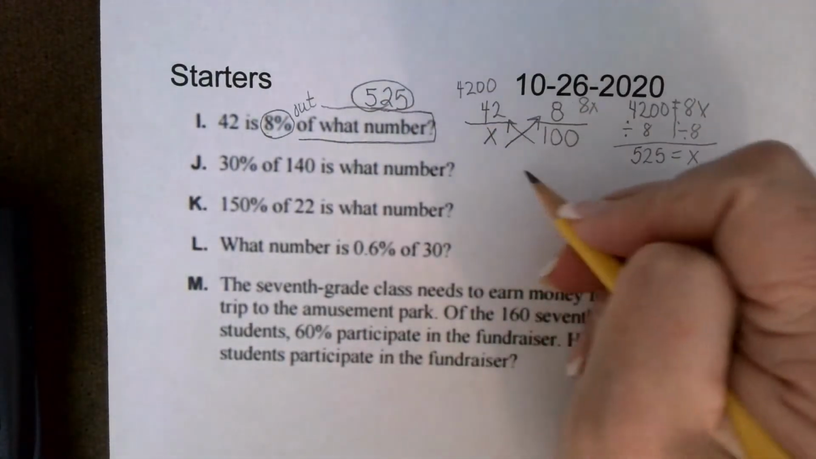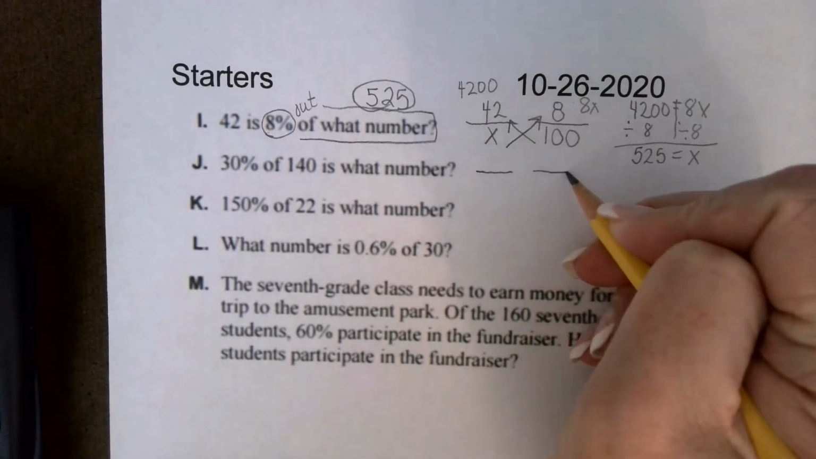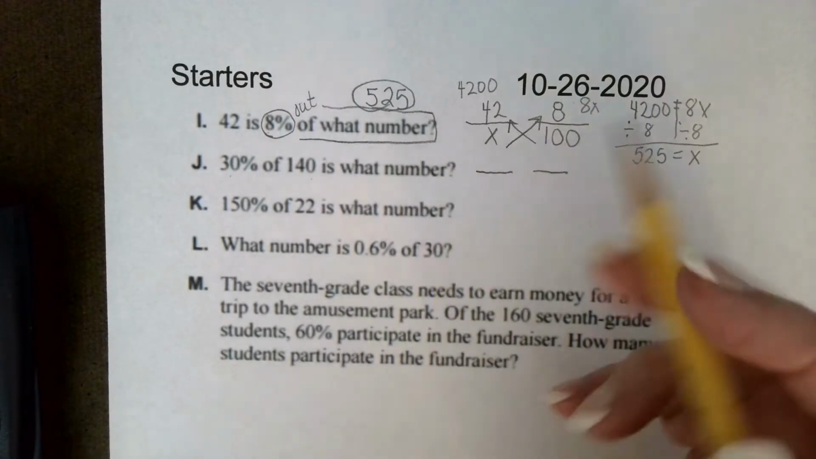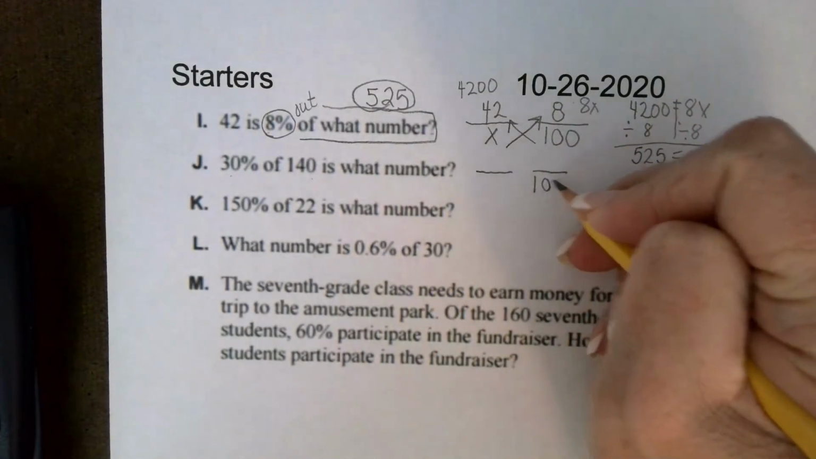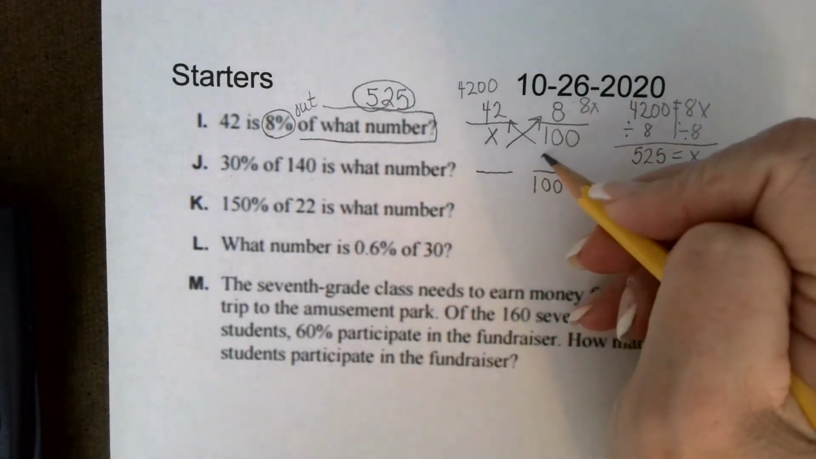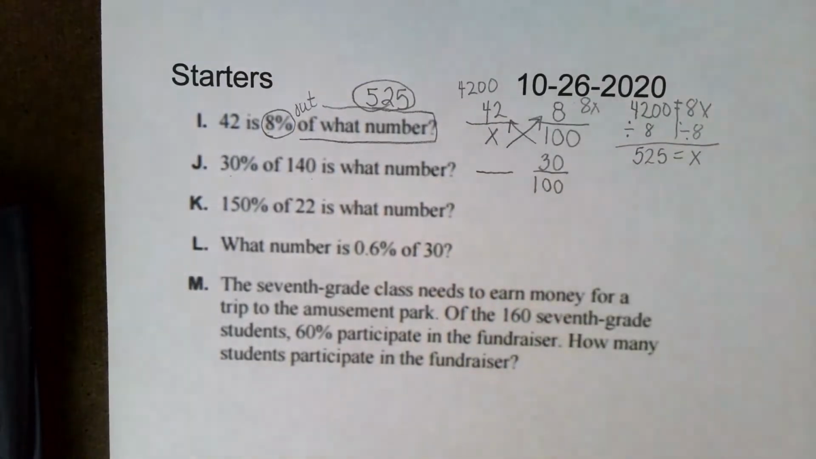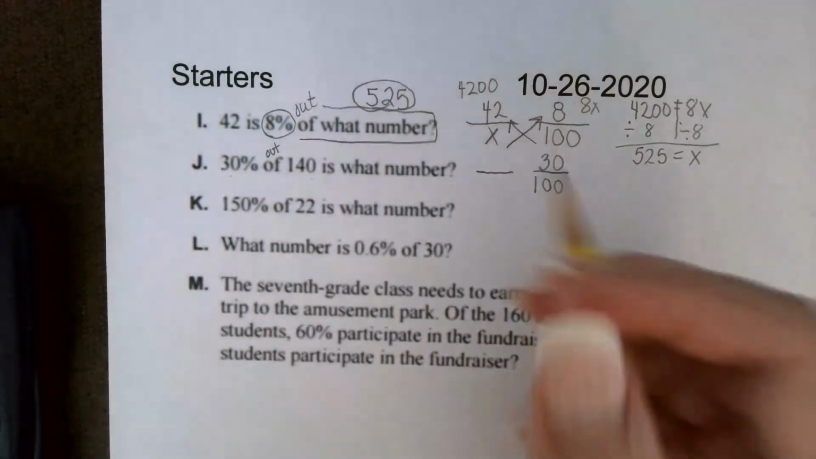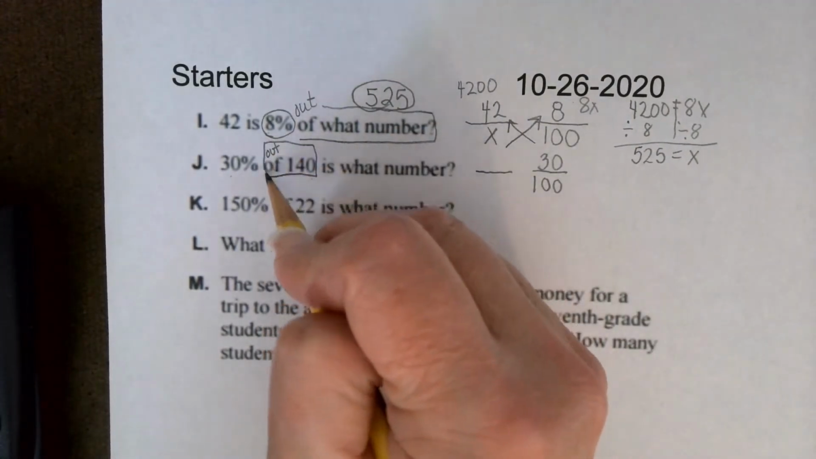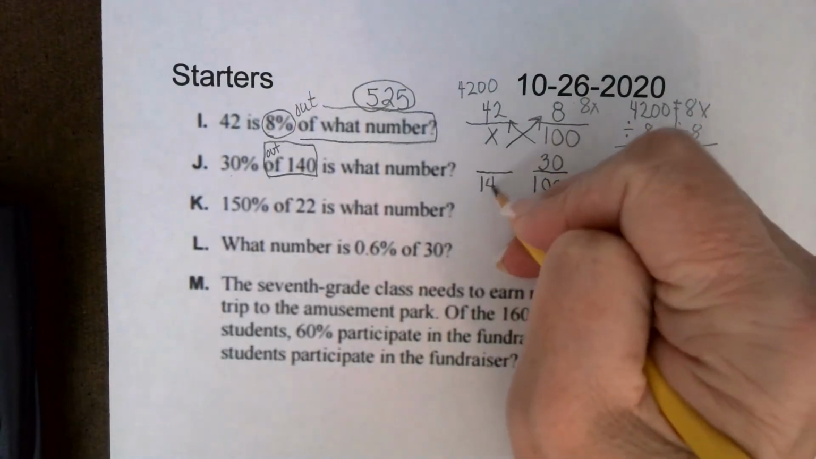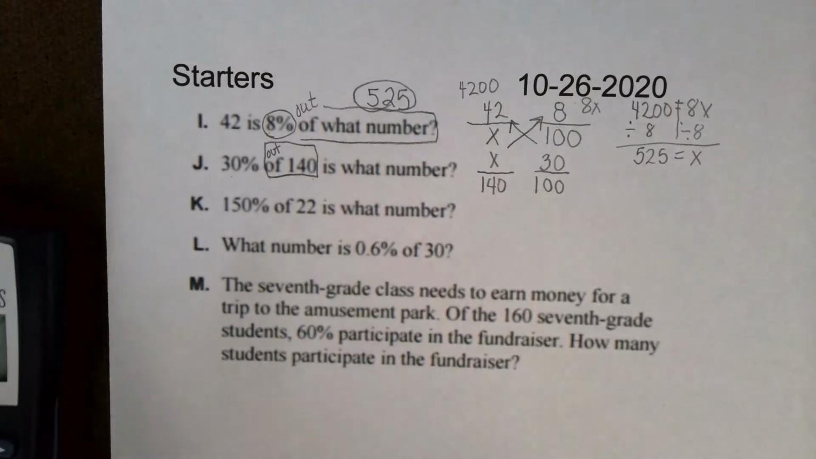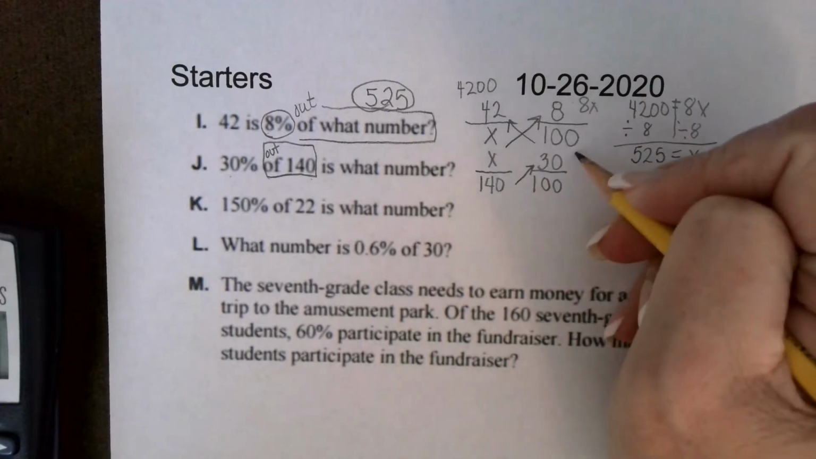Number 2, set up our problem. We've got 30% of 140 is what number? So we put our 30% is 30 over 100. And then out of 140 means that's the whole. And we're looking for the part. So we do 140 times 30, and that's 4200.